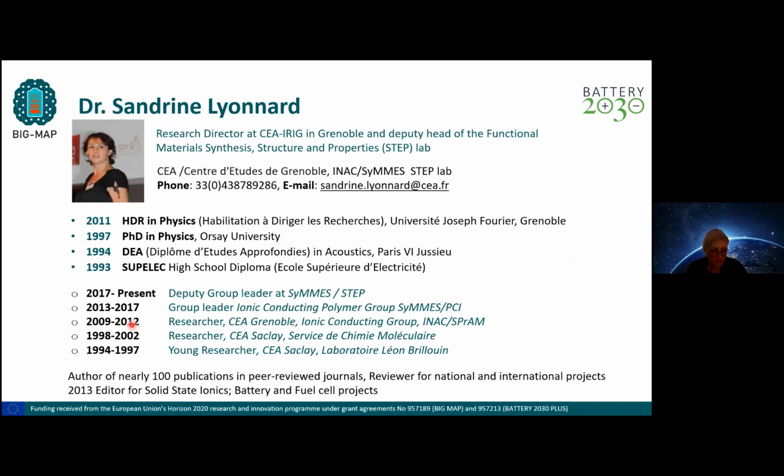Sandrine is a soft matter physicist, and she is specialized in the study of structure transport interplay in nanostructured, hierarchical, and ionic materials. She received her PhD in physics in France in 1997, and her habilitation in 2011 at University Joseph Fourier in Grenoble. Her research is dedicated to the development of scattering, imaging, and spectroscopic ex situ, in situ, and operando techniques at large-scale facilities for the characterization of fuel cell and battery components and systems.